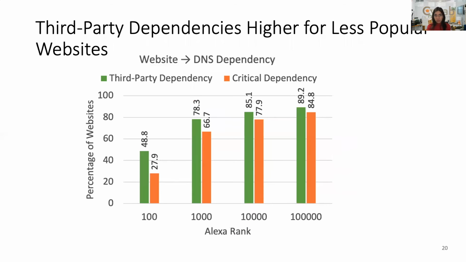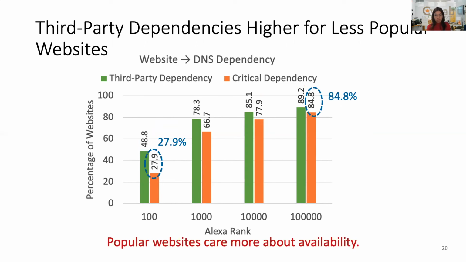In addition to this, we also found that critical dependencies are higher for less popular websites. For example, we observed that 49% use a third-party DNS provider in the top 100 websites and 89% in the top 1,000 websites. Same is the case for critical dependencies. For instance, 27.9% critically depend in the top 100, while 84.8% in the top 100,000. This means that more popular websites care more about availability.